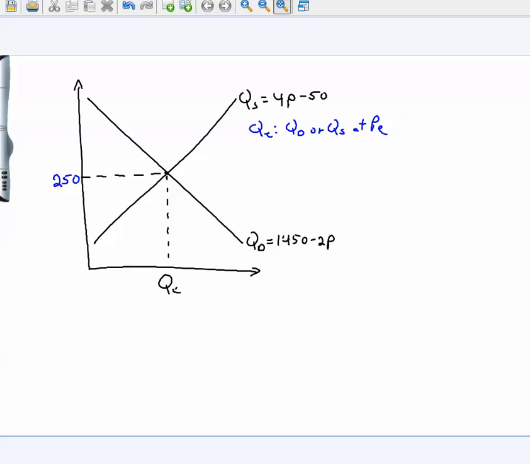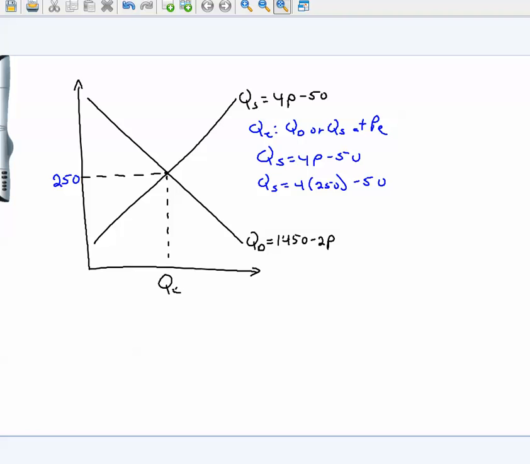I'm going to use the quantity supplied because in this example it just looks simpler. So I'm going to write QS equals 4P minus 50. All I've done is copy the quantity supplied equation, but I could have used the quantity demand equation, and you should probably do it both ways to make sure you understand what I'm talking about. So the rule is the quantity supplied at the equilibrium price, and the equilibrium price was 250.